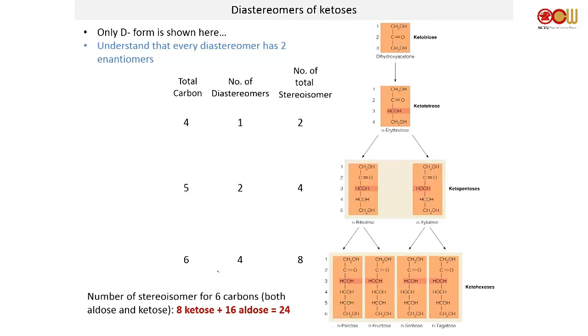Ketose, on the other hand, has 1 chiral center less compared to aldose. For example, dihydroxyacetone is completely achiral. It has no chiral center. When you get to ketotetrose, you start to have 1 chiral center right here. So then you have 2 stereoisomers and 1 diastereomer. Then when you go to 5 carbons, you have 2, and at 6 carbons, you have 4. So for ketoses, you have 1 less chiral center compared to aldoses.